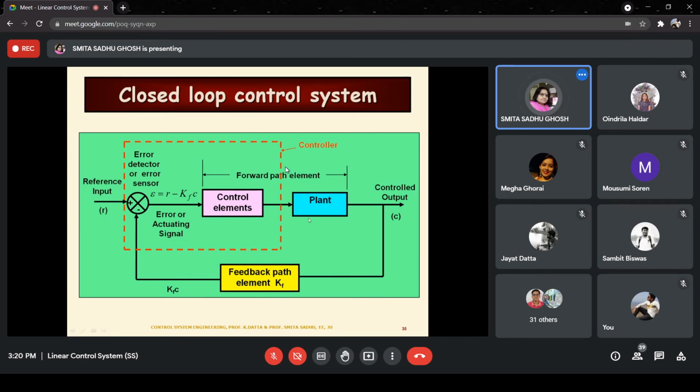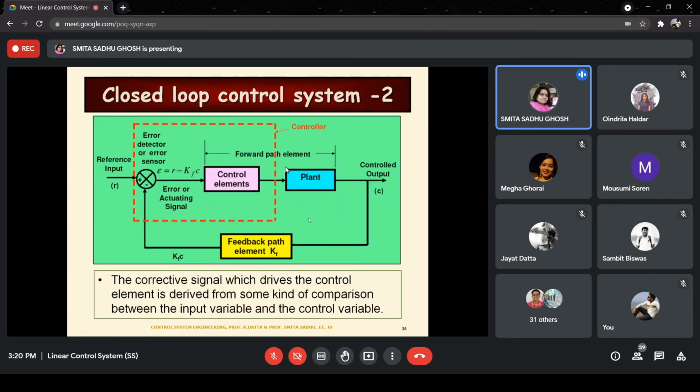So let us see now the slides one after the other. It's a continuation of the same thing, and some things written down so that you can understand better. So the corrective signal which drives the control element, that means this one, is derived from some kind of comparison between the input variable and the control variable. So some kind of comparison between the input variable and the output variable, right?